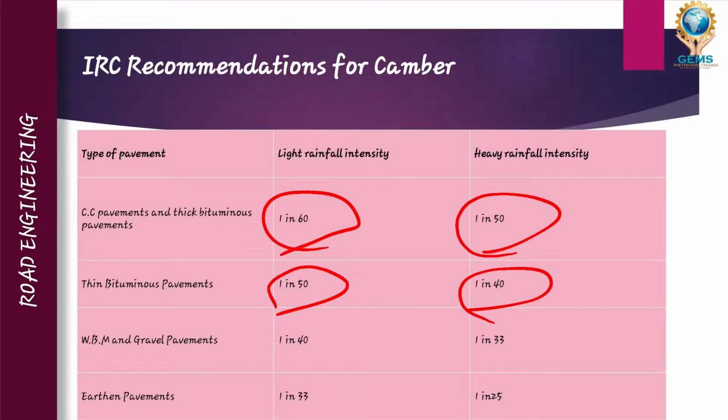In water bound macadam road or gravel pavement, where light rainfall intensity is there, we will give a camber of 1 in 40, and where heavy rainfall intensity is there, we will give 1 in 33. And in earth pavement road, where light rain is there, we will give 1 in 33, and where heavy rainfall intensity is there, we will give 1 in 25. These are the camber recommendations provided by the Indian Roads Congress.